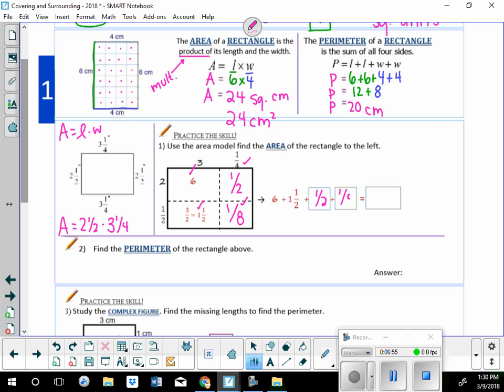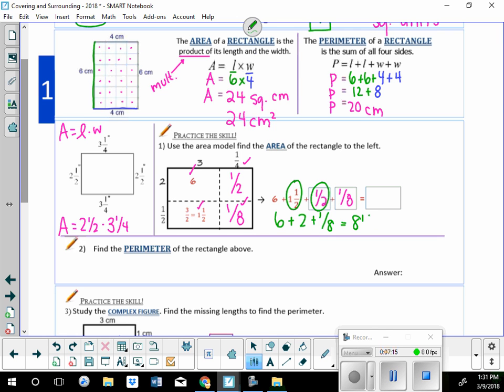Now in this instance, I don't need to find a common denominator. I'm going to show you why. If I add together 1.5 and 1/2, I get 2. So I can say 6 plus 2 plus 1/8 is equal to 8 and 1/8.